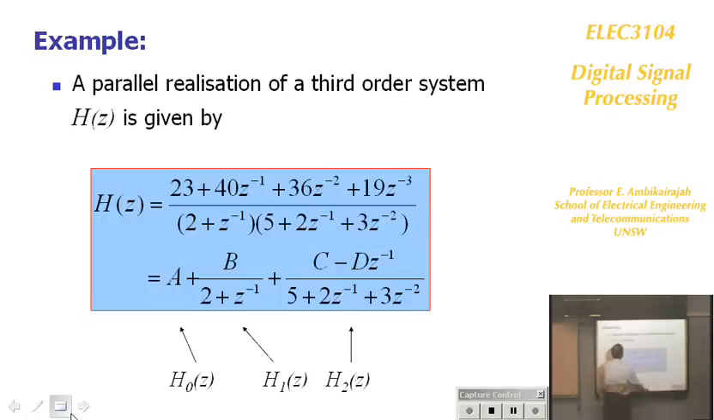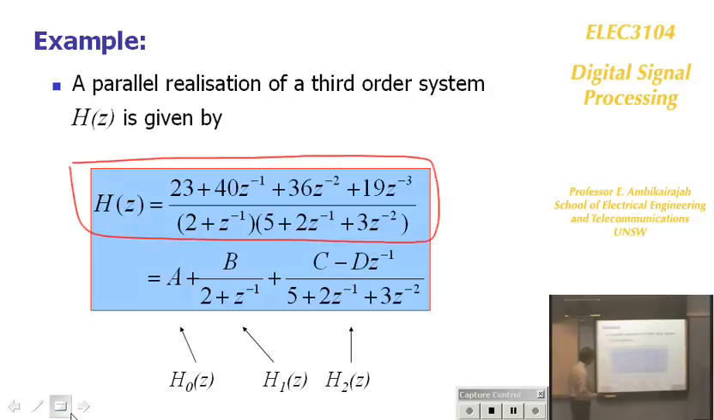So here is a parallel realization of a third order system. Here is a big system given to you. And I need to know how to do partial fractions. You've already done this. Look at it here. Order 1, order 2, so it's the third order here. And also look at the top, it's also third order. If you've got equal orders in the numerator and denominator, you will have a constant first.